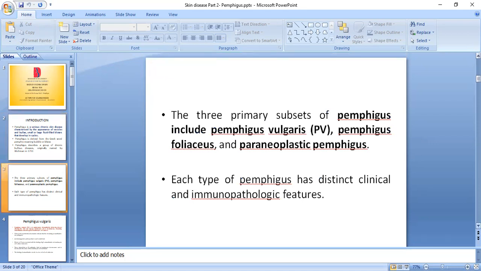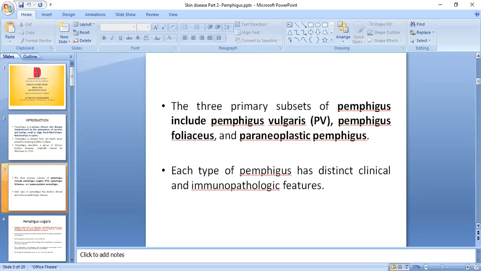There are three subtypes. They are named accordingly as Pemphigus vulgaris, which we also call in short as PV, Pemphigus foliaceus, and lastly we have paraneoplastic pemphigus. Each type of pemphigus has distinct clinical and immunopathologic features.